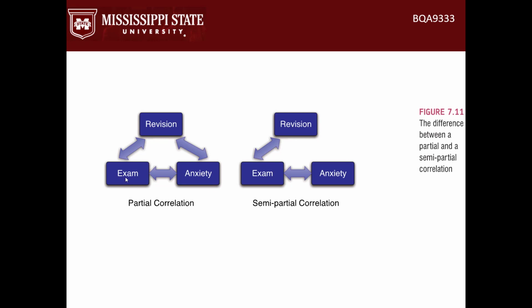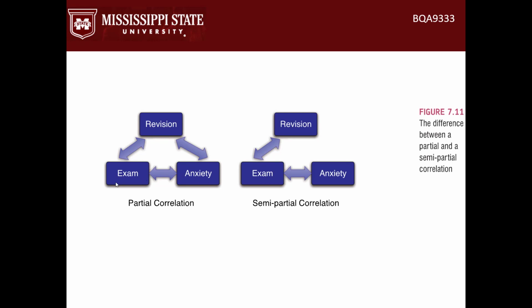So in this case, we've got a correlation between how well we do in the exam and anxiety about the exam. I would assume that this is negative. As you get more anxious, your exam performance would go down. But there's a third variable here, revision, which actually affects both of the other two variables. If I revise more, I'm going to do better at the exam. And if I revise more, I probably have less anxiety.